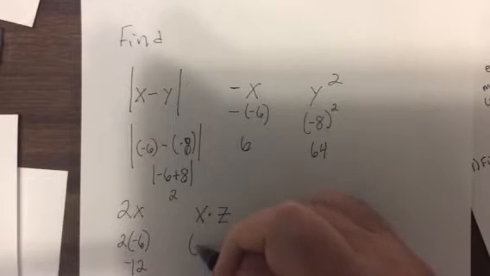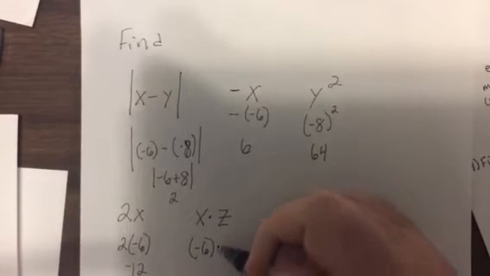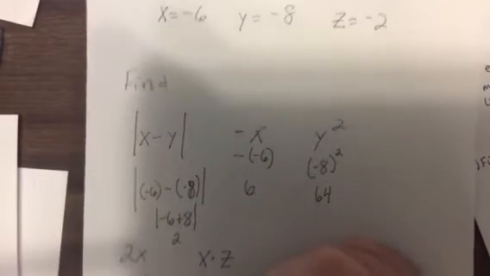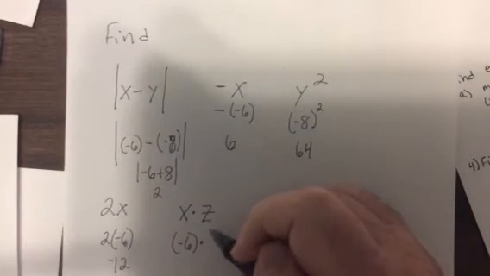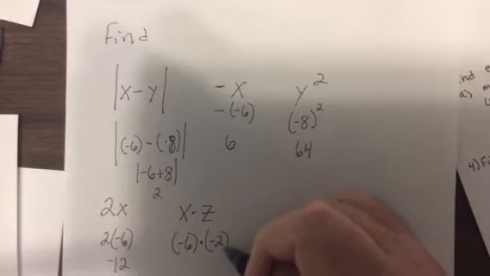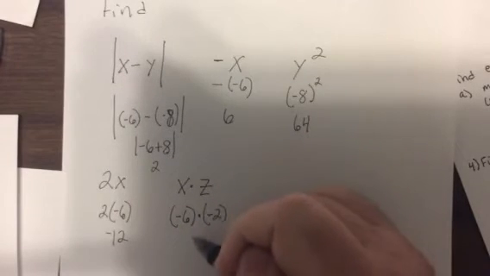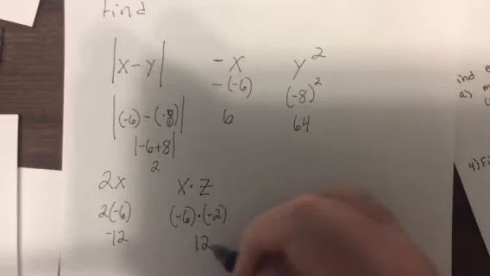Then we have x times z. So -6. Of course, I wanted you to do the problem first. I didn't mention that in the video. Sorry. But 2 negatives make a positive. And then 6 times 2 is 12.